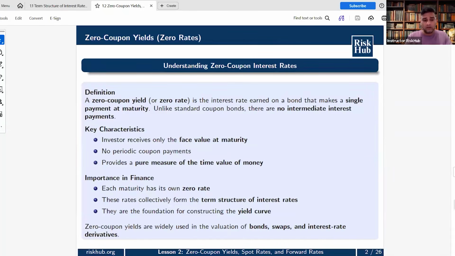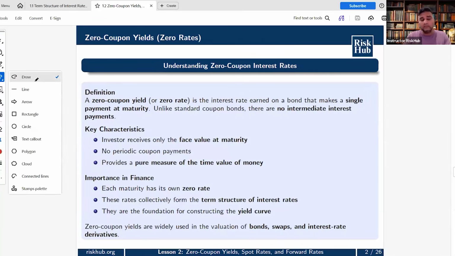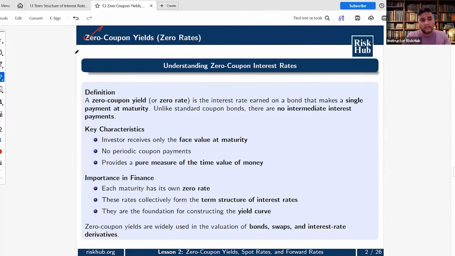Now, when you talk about zero coupon yields, right? Zero rates, right? First of all, what is happening in this lecture? The lesson is covering three objects: zero coupon yields, spot rates, and forward rates. All three are rates made of a single curve. So the rest of the presentation builds on that, right?